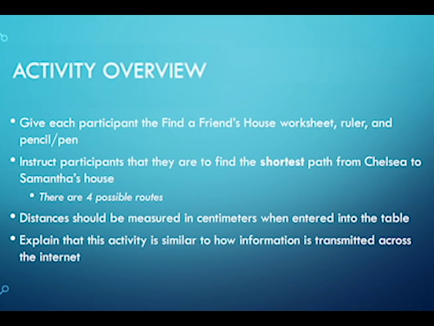The participants should use the rulers to measure the distance for each of the routes in centimeters and enter those distances in the table. Once they have determined the shortest path between the 2 homes, explain that this is similar to how information is transmitted across the internet.